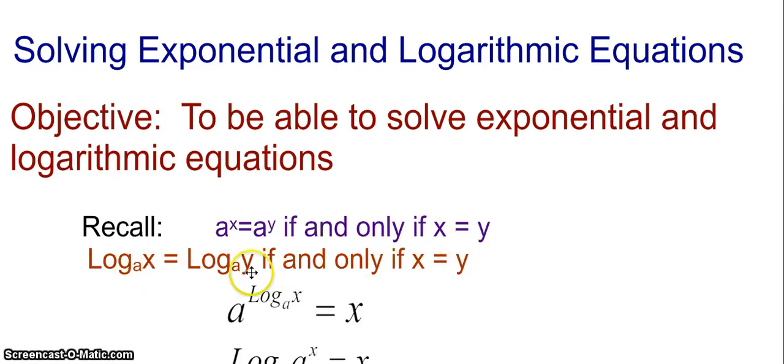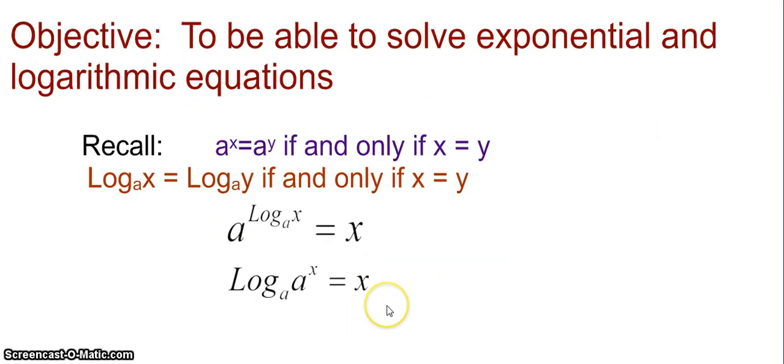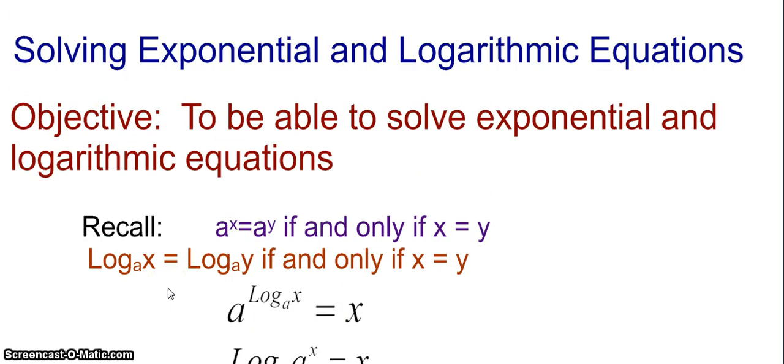If log base a of x equals log base a of y, this is true if and only if x equals y. And a to the log base a of x equals x, and log base a of a to the x equals x. So those are some of our properties from earlier. Those are going to play a big role in this, as well again as our ability to rewrite equations from logs to exponentials and vice versa.